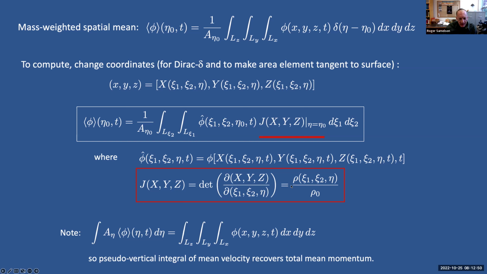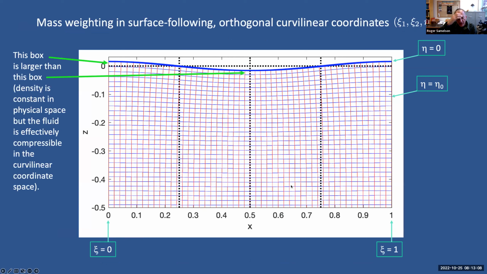And last point here at the bottom, if you integrate the resulting area average on that surface over the vertical, you recover the total mean momentum, and that's only because the Jacobian is in there. If you don't have the Jacobian, then you don't recover it. So just a sort of visual illustration of the compressibility in that coordinate system.